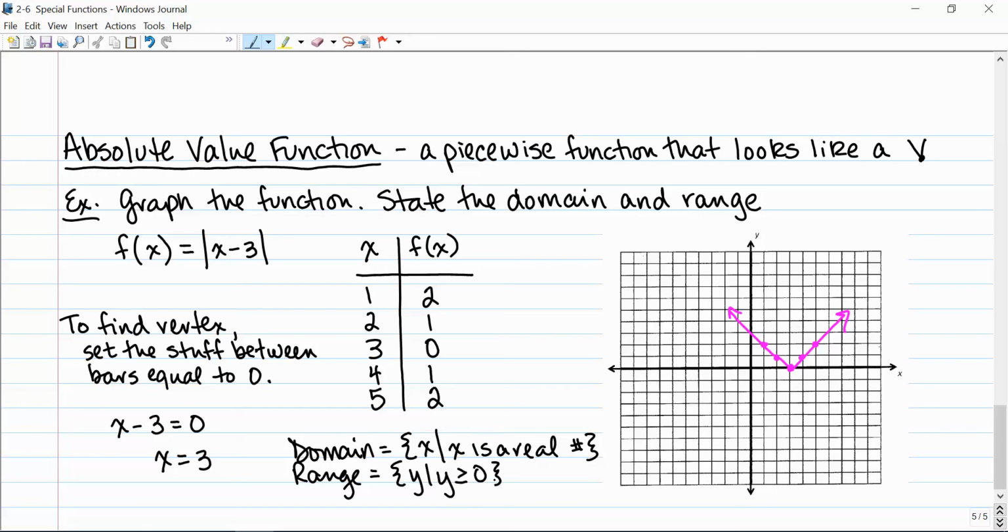So in this video we took a look at some special functions, and in particular piecewise functions, both those that look kind of funky with several different parts to it, a step function, as well as an absolute value function.